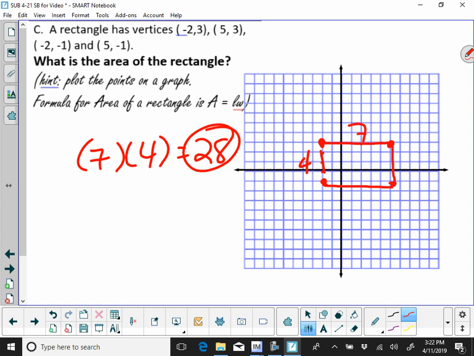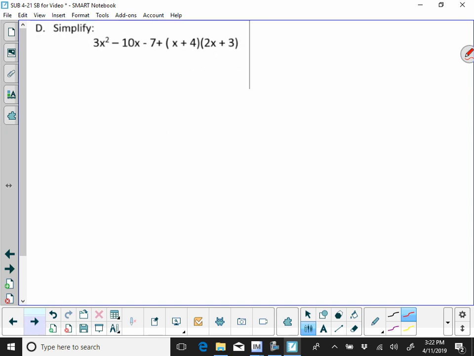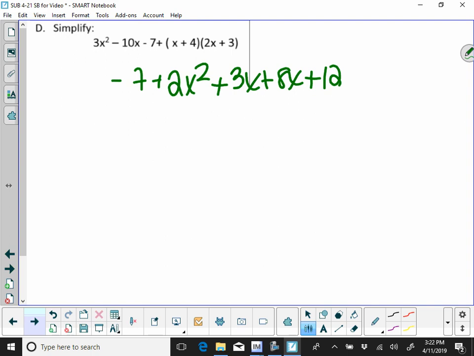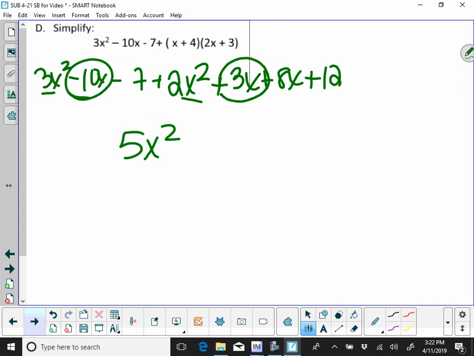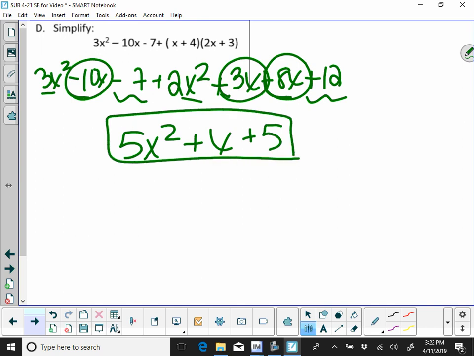Okay. All right. Letter D on Monday and Tuesday. Simplify means combining like terms. You're going to start with distributing down here. So that's going to give me 2x squared plus 3x plus 8x plus 12. Okay, and then we're going to combine like terms. So 3x squared plus 2x squared is 5x squared. Negative 10x plus 3x is negative 7x plus 8x is 1x. And then negative 7 plus 12 is going to give me 5. That is also how you're going to do letter D on Thursday and Friday.